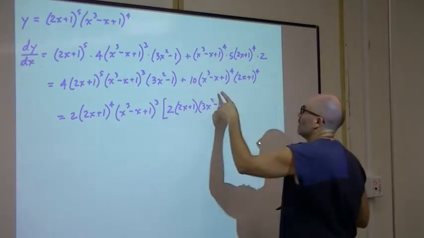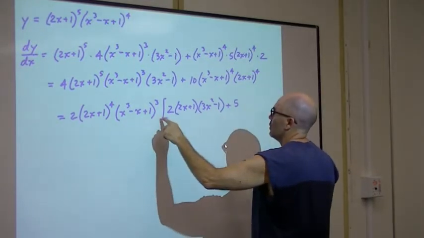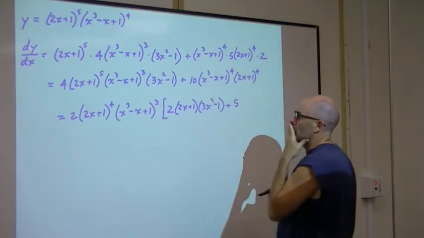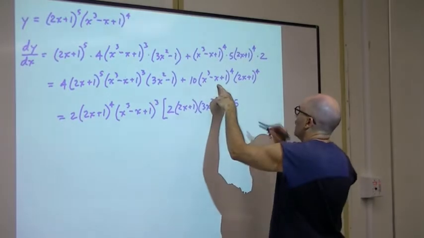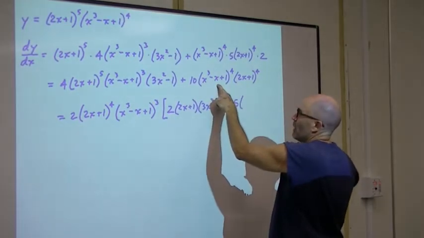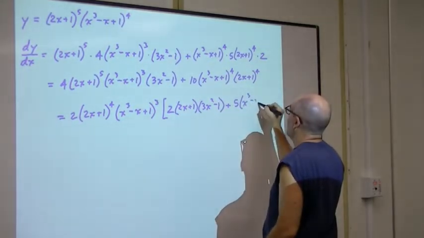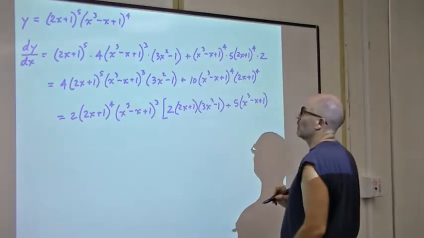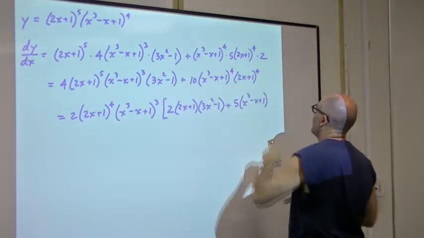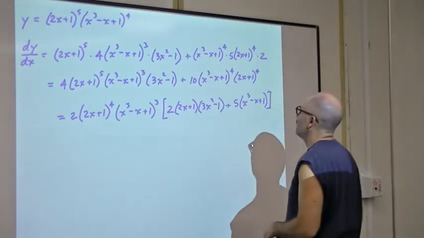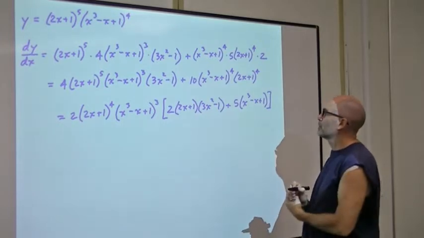Now, over here, I need a 5, because 2 times 5 is 10. Now I need one of these here because I have the fourth power, and here it's only to the third. So I have (x cubed minus x plus 1) to the first. And then notice the (2x plus 1) to the fourth is already accounted for. So that's it. Good thing that's all I needed because I'm out of board space.